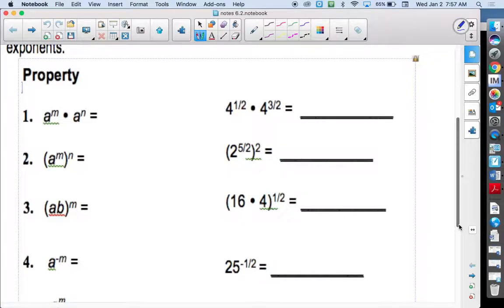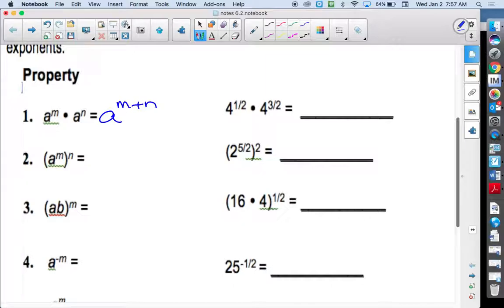So for the first one, what do you do when you have a to the m times a to the n? What are you supposed to do with the exponents? Add them, yeah. So that gives us a to the m plus n. So you're supposed to add the exponents. When the bases are the same and you're multiplying, you add the exponents together. So if you look right across from it, this is what the problems are going to look like.